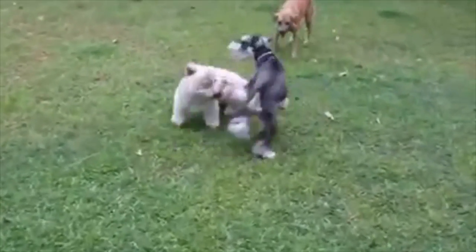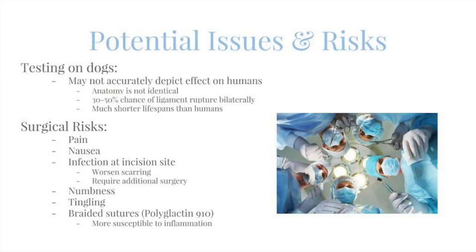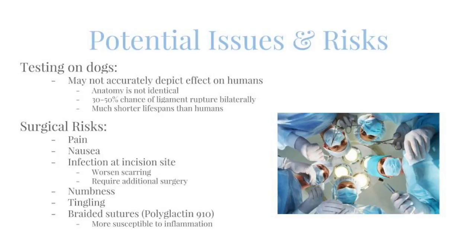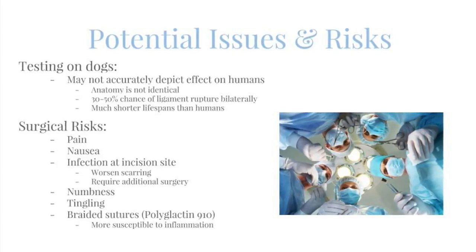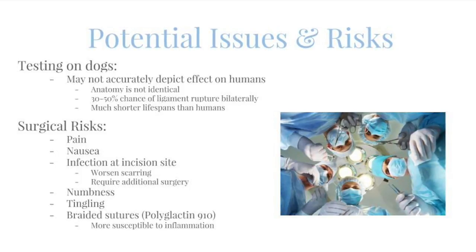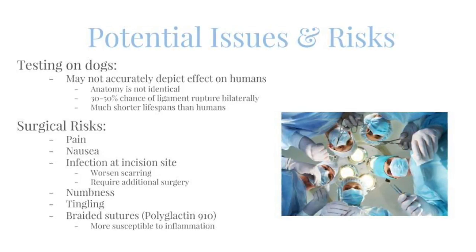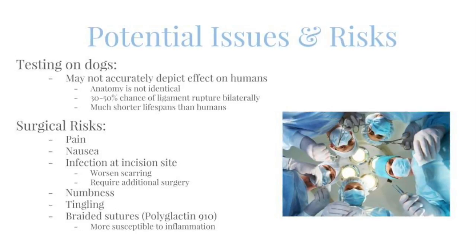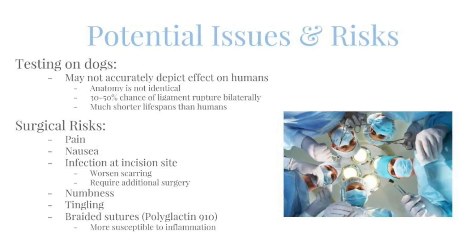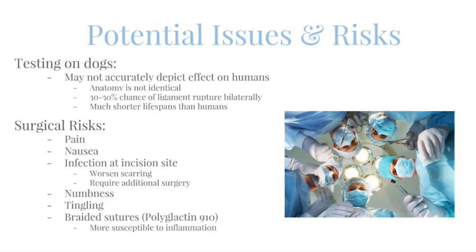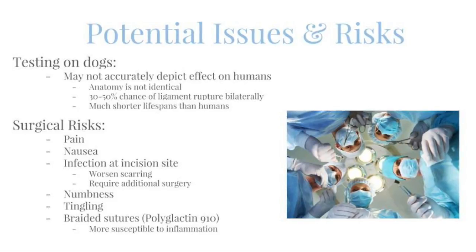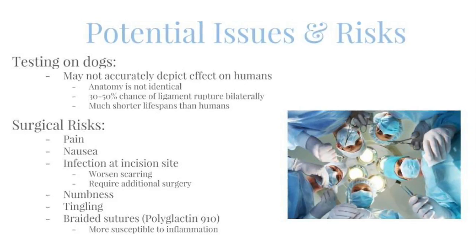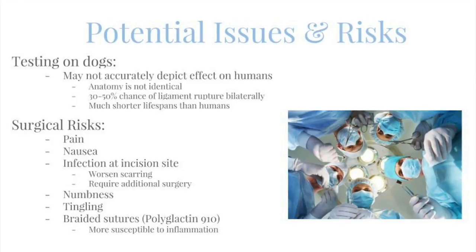Potential issues and risks that presented when we did our testing on dogs was that they may not accurately depict effects of the surgery on humans because the anatomy is not identical. And there is a 30 to 50% chance of ligament ruptures bilaterally, and they have a much shorter lifespan than humans. As with any surgeries, risks include but are not limited to pain, nausea, infection at incision site, which can worsen scarring and require additional surgery. Also numbness, tingling, and the braiding sutures polyglactin 910 are more susceptible to inflammation.